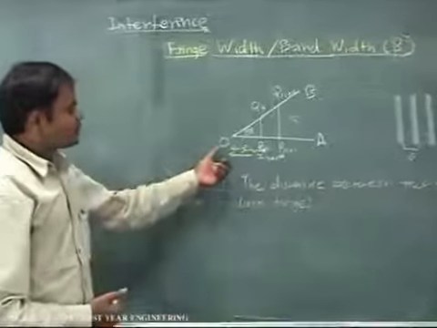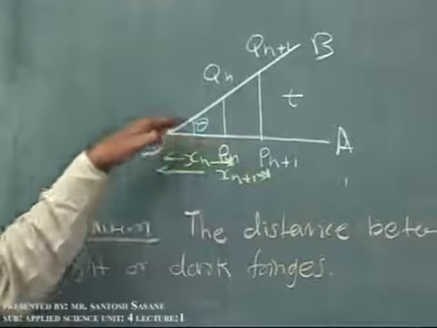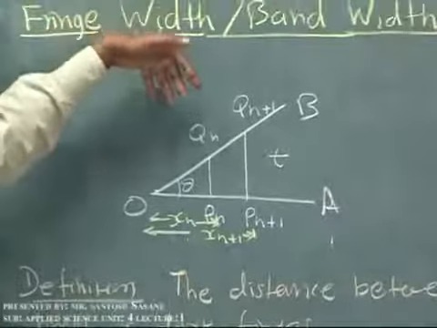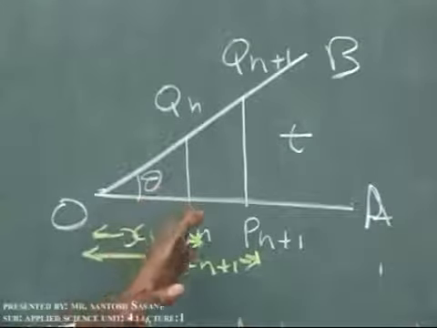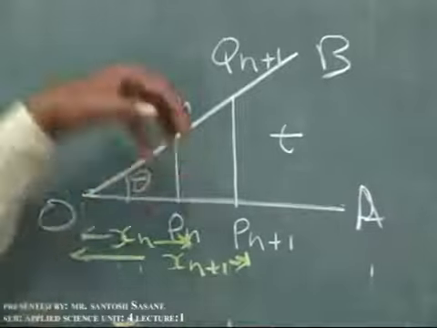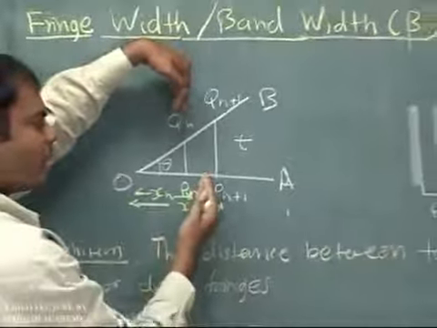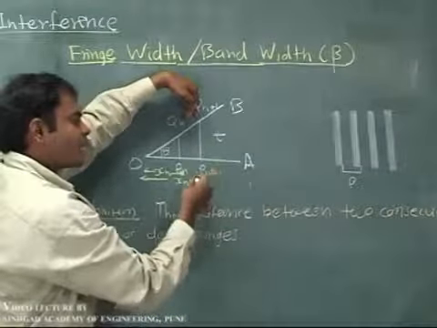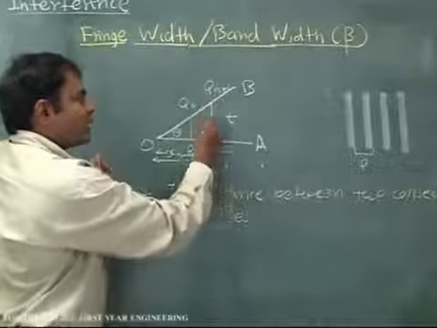Now consider this figure. In this figure you will see that this is a wedge-shaped film, OA and OB. These are the two surfaces. Now when light falls normally on this, you will see the nth dark fringe at this particular point, that is Pn, Qn. So you can see the nth dark fringe here like this, then bright, and again the next dark fringe, that is the (n+1)th dark fringe. Let's say you are observing it at this point Pn+1, Qn+1.